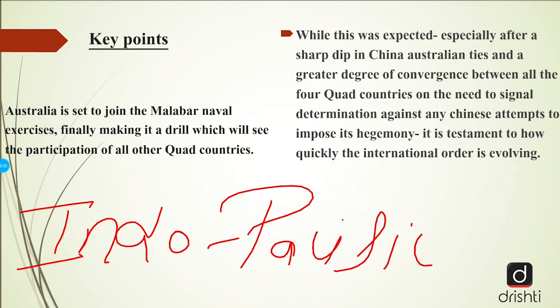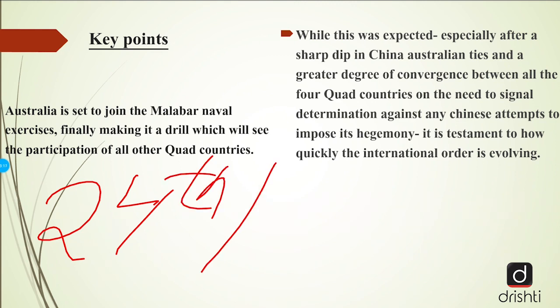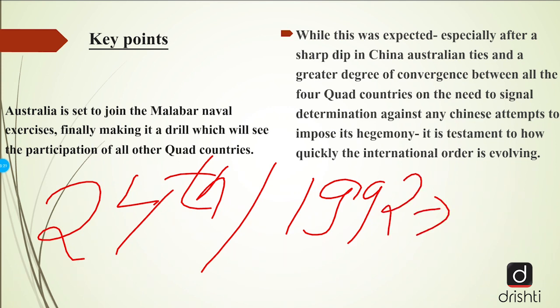Okay. Now, if you see what exactly the Malabar naval exercise is, this year it will be the 24th edition of the Malabar naval exercise, 24th edition. Now, this exercise began in the year 1992 and initially it was between only India and the United States of America. However, from 2006, Japan was also invited and since then it became a trilateral maritime exercise.